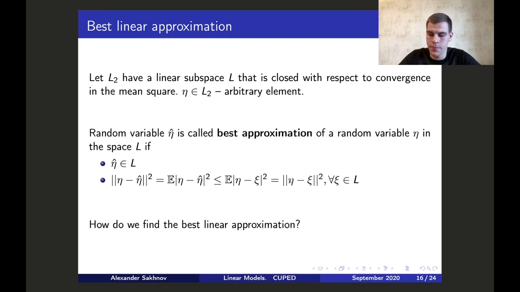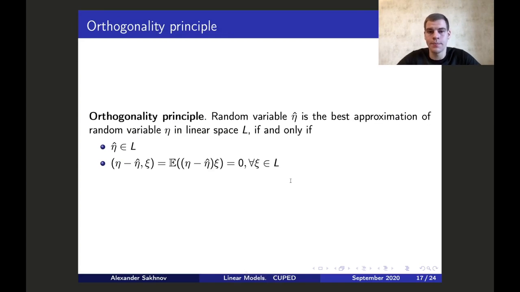best linear approximation. Again, to answer it, we will use the orthogonality principle, and it claims that a random variable eta hat is the best approximation of a random variable eta in linear space L if and only if the first is obvious, and the second condition claims that it's the orthogonal projection. What does it mean? It means that the height is orthogonal to every vector, to every element from this space.